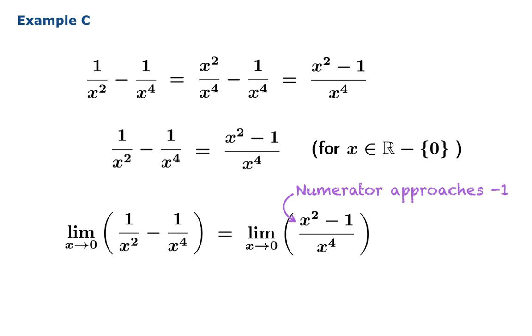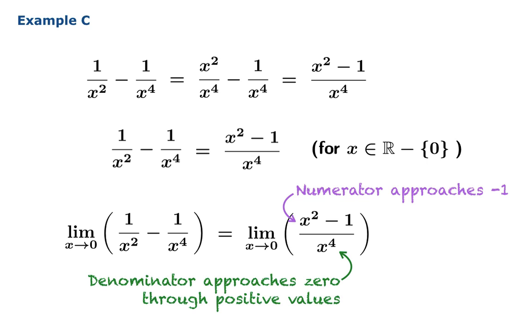We'll notice that the numerator approaches -1, while the denominator approaches 0 through positive values, since x to the 4th is always going to give you non-negative values. This means the limit that we're looking for is actually negative infinity.